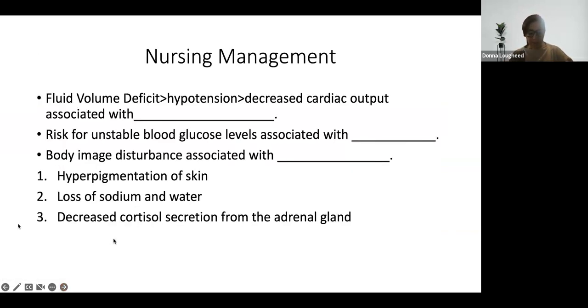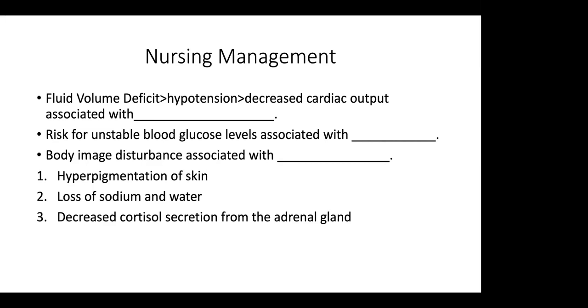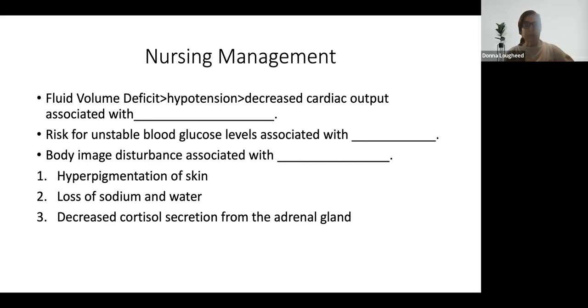So let's do another connection check here. Fluid volume deficit, hypotension, and decreased cardiac output is associated with what? Would it be a lack of cortisol or a lack of aldosterone? Aldosterone. Very good. Risk for unstable blood glucose levels is associated with what? Cortisol or aldosterone? Cortisol. Very good. So body image disturbance is associated with what? 1, 2, or 3?